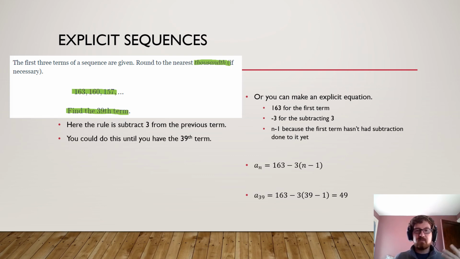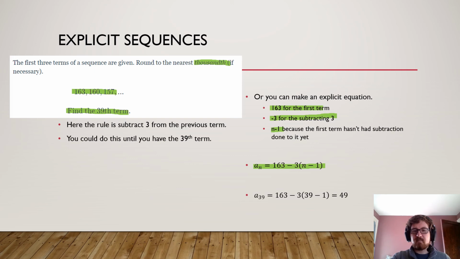You could just sit there with your phone's calculator and do 163 minus 3, minus 3, minus 3, minus 3. That'd be kind of boring. Let's show a faster way. 163 is the first term. We're doing minus 3 because we're subtracting 3. And we're using n minus 1 again. So we can set up this equation.